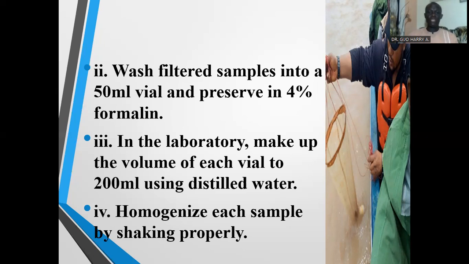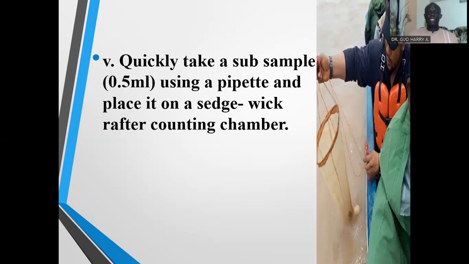Then you homogenize the sample by shaking properly, mixing it well. Then quickly take a subsample, which is usually 0.5 mils, using a pipette and place it on a Sedgwick rafter counting chamber.